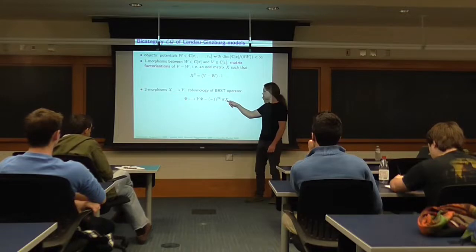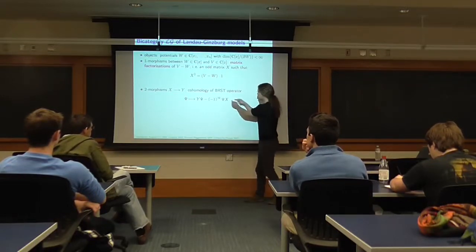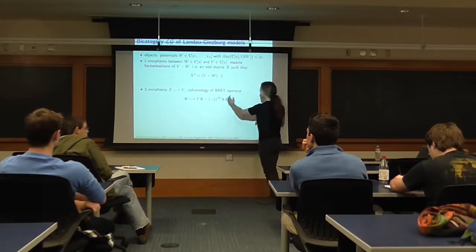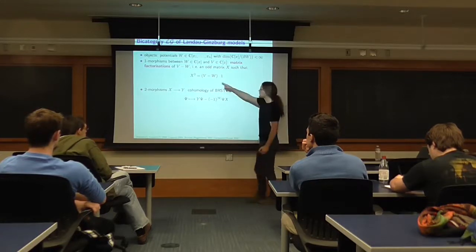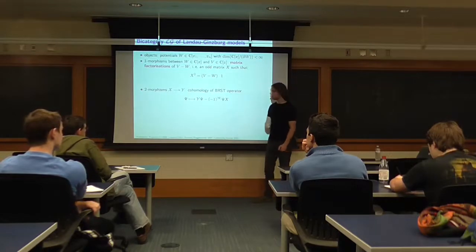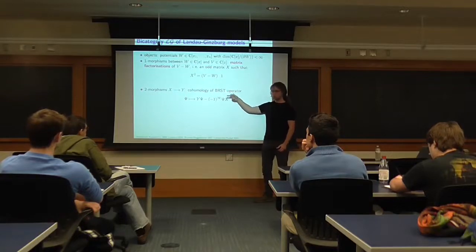times psi times X. Now you can do this again and send this via the same operator to Y times this minus this times X, and then use that X squared is V minus W and Y squared is V minus W, and find that the double concatenation of this operator gives 0.